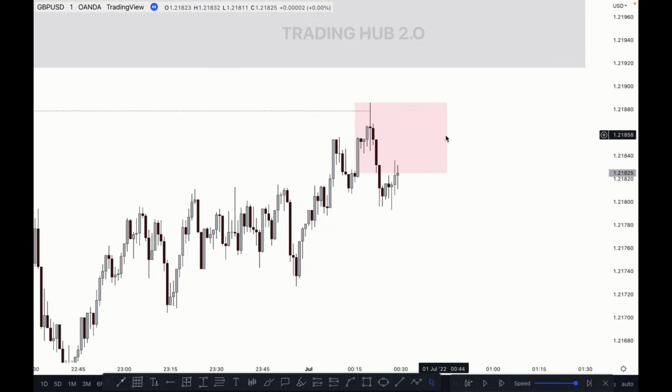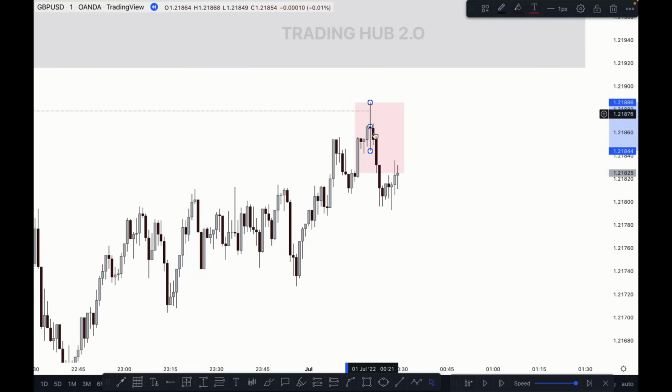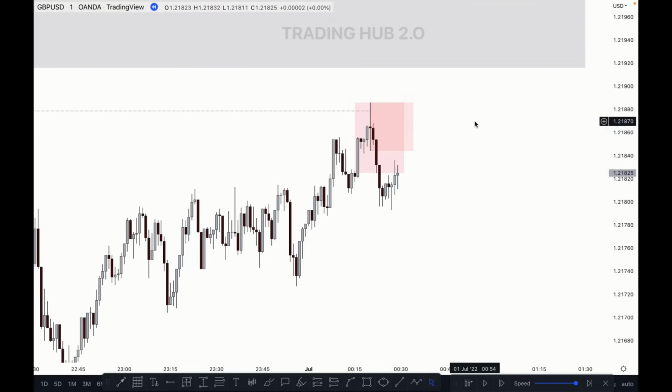Now you can see this zone is where we can look for a sell, because this is the candlestick which closed below it, and this is our zone for the sell. So in this case, where is our single candle confirmation for the sell? This entire wick which actually took out the liquidity.